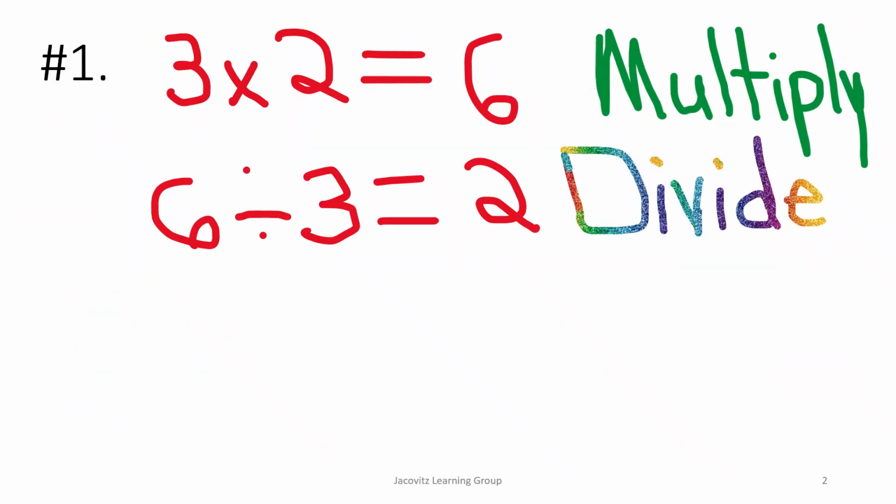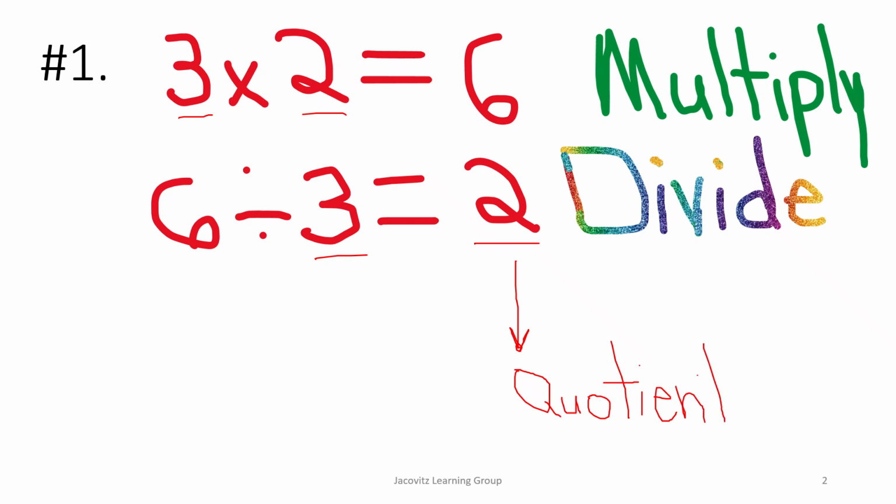If you see something here, you ought to see 3 here and 3 here. You see 2 here, but you see 2 over here. Over here, this 2 is called the quotient. And what's going on with the quotient? Well, because it is the quotient, it means it's the answer to a division problem.